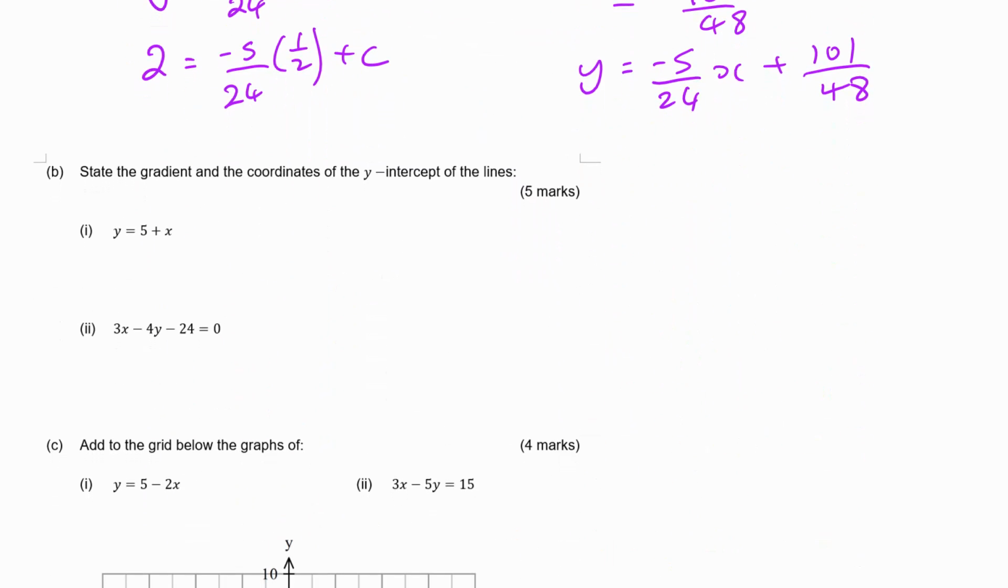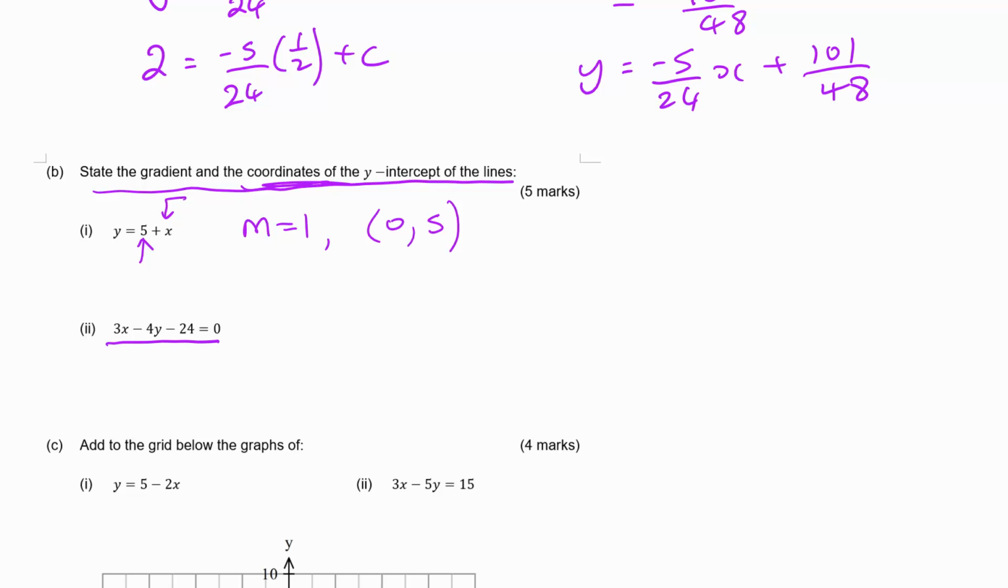Okay, moving on. We want the gradient and the coordinates of the y-intercept for these lines. Now, the coefficient of x is the gradient, so in this case we know that's 1, because we don't normally write a 1. And note that it says coordinates of the y-intercept. We know the y-intercept is 5, but as coordinates that's (0, 5).